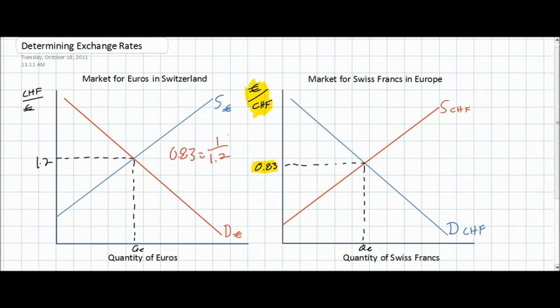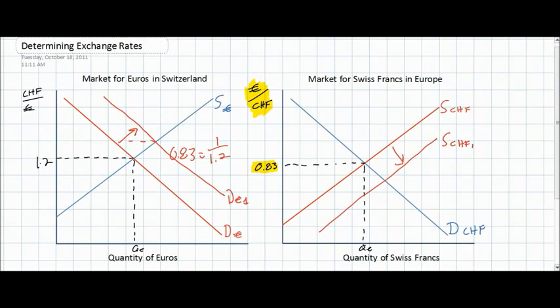Anything that causes an increase in the demand for euros in Switzerland will cause an increase in the supply of francs in Europe. This is also very logical because if Swiss households wish to buy more European goods, they A, demand more euros, and B, must supply more Swiss francs to the European market.